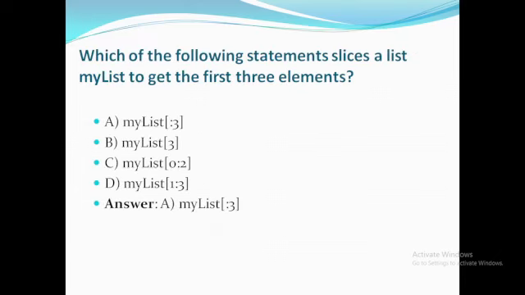Which of the following statements slices my list to get the first 3 elements? If we want to slice, meaning cut, the first 3 elements, whether we write my list colon 3, or my list simply 3, or my list 0 colon 3, or my list 1 colon 3. First 3 elements, so it looks like this: my list colon 3. It is not asking for any range.